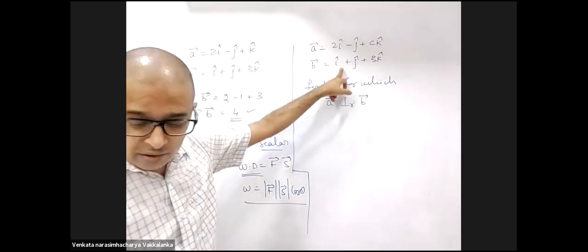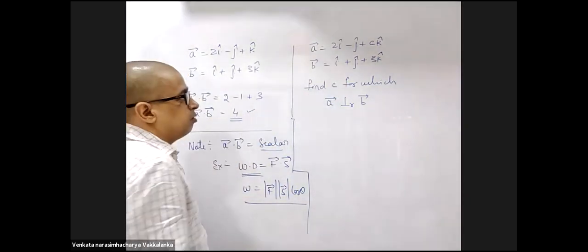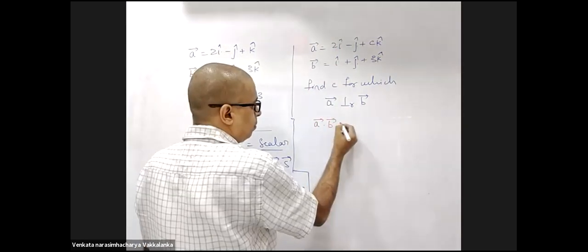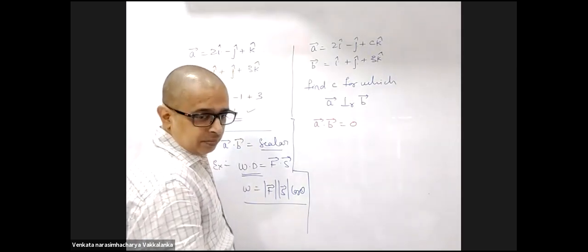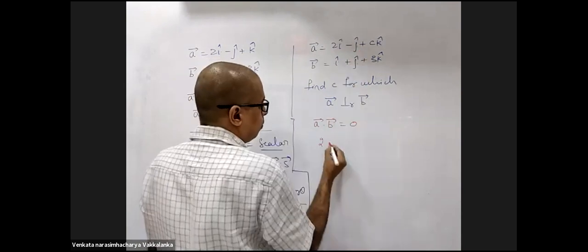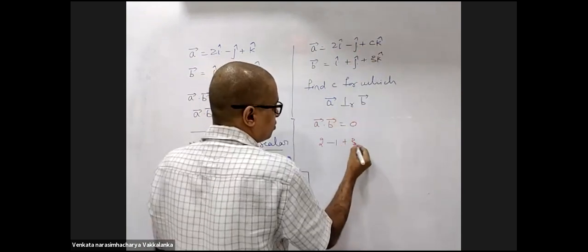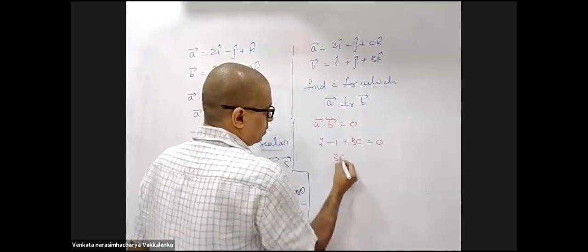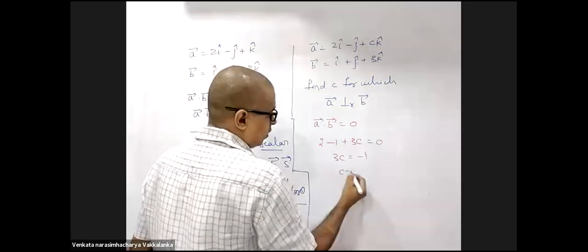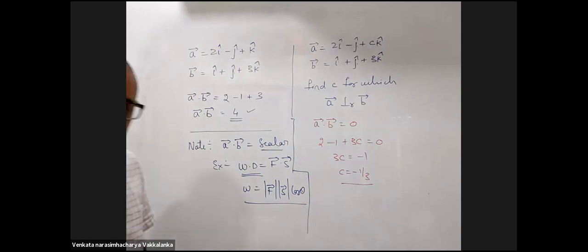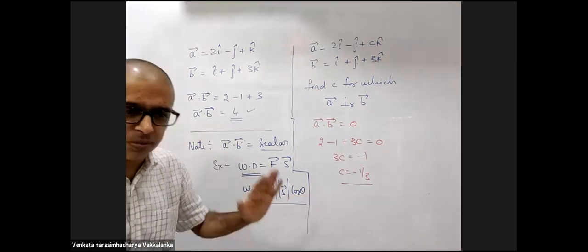Done, sir. Now have a look at this. For you, A should be perpendicular to B. That means A dot B should be 0. A dot B is 2 minus 1 plus 3c, which should be 0. Agreed? So C is equal to -1/3. Whenever you want two vectors to be perpendicular, the dot product of the two vectors must be 0.